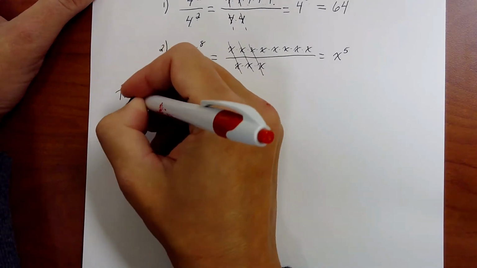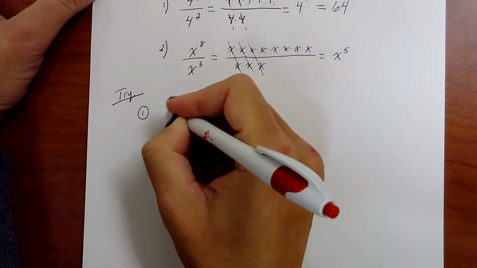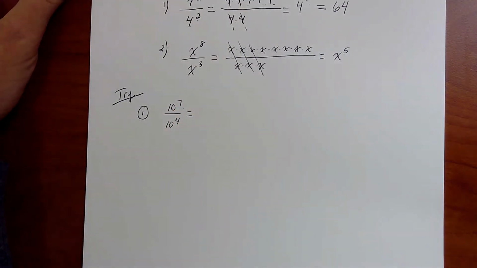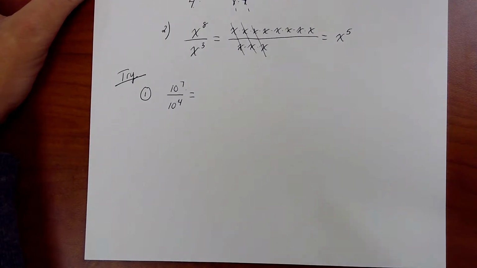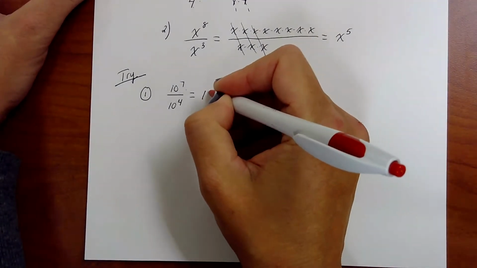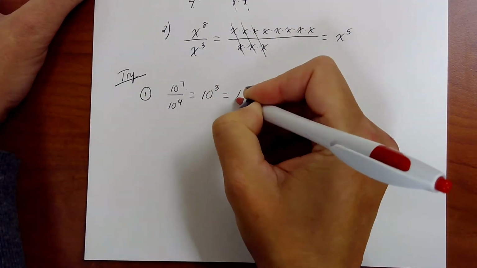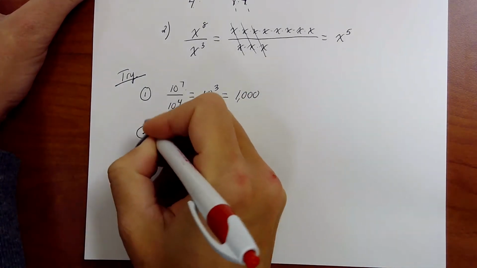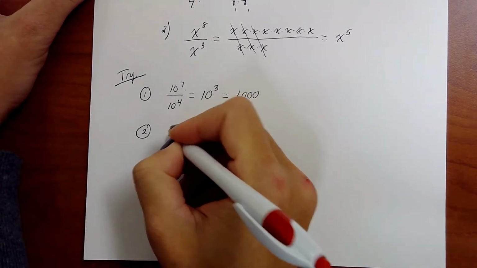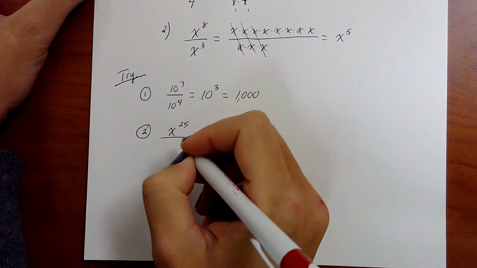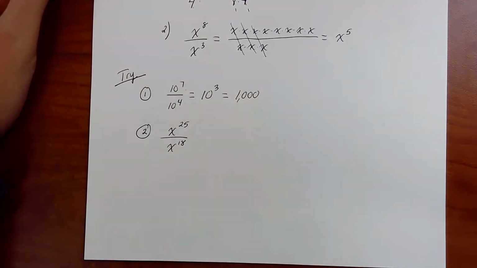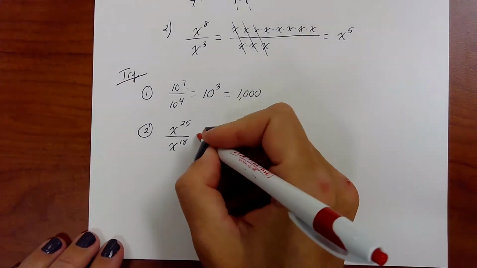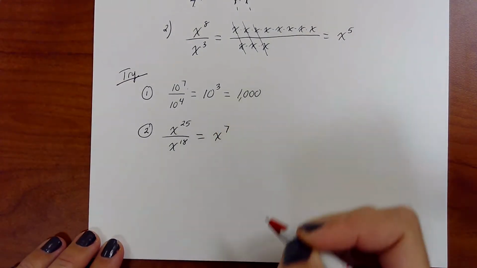All right, so let's try some here. How about 10 to the 7th over 10 to the 4th? That would be 10 to the 3rd, which is a 1 with 3 zeros. Okay, try one with variables. How about x to the 25th over x to the 18th? Hopefully you got that's x to the 7th.